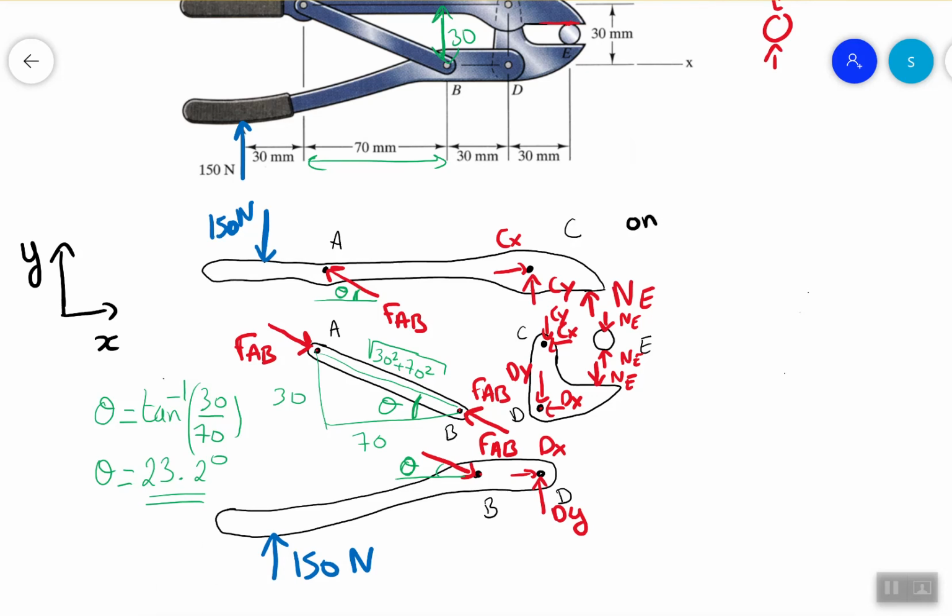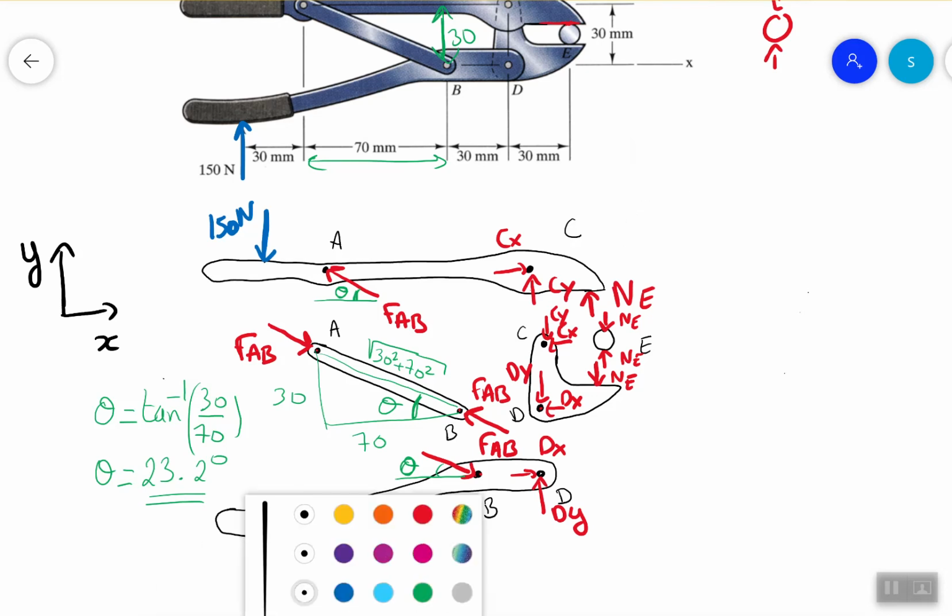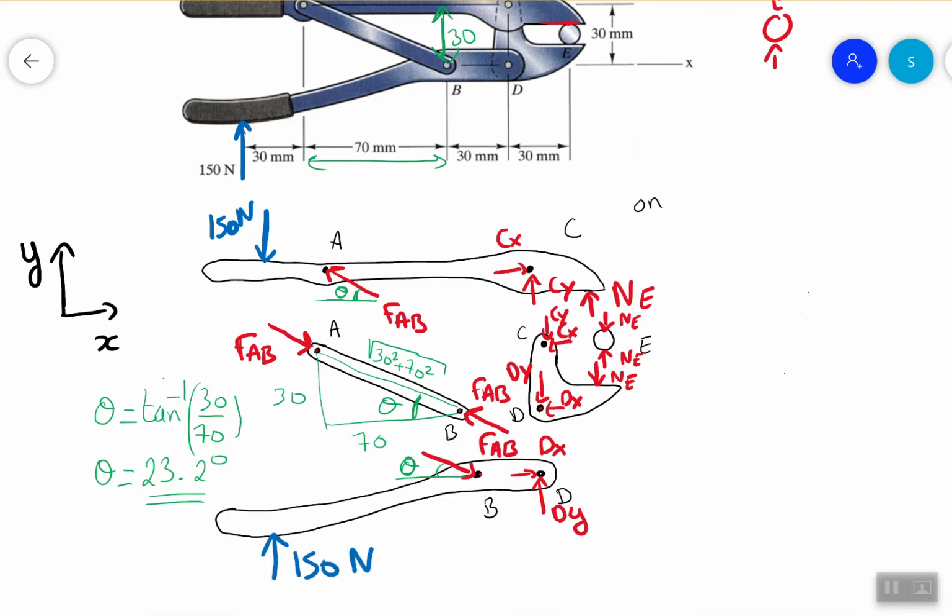On the upper handle, we have 4 unknown. Okay. We need to begin on a part where we have a force that is given. There is no choice. We need to have at least one information to solve an equation of equilibrium. So either the upper or either the lower.